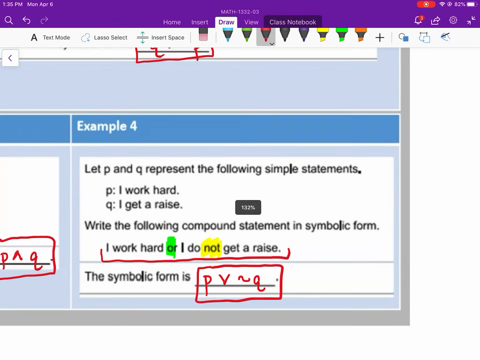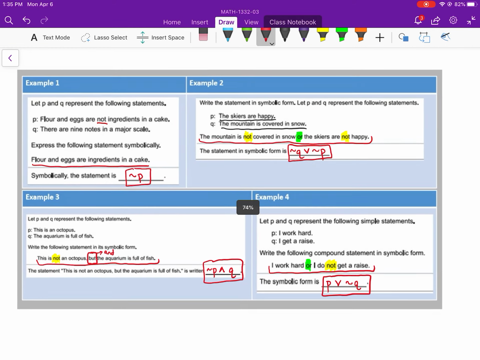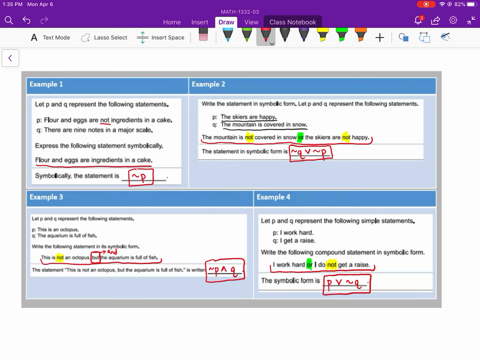All right, so I'm going to zoom out here a little bit so you can see all 4 examples. Again, this is an introductory lesson to get you used to the symbolage, or the symbols that we're going to use throughout the rest of chapter 3. So make sure you work on this 3-1 homework and get used to these symbols because you're going to see them time and time again.